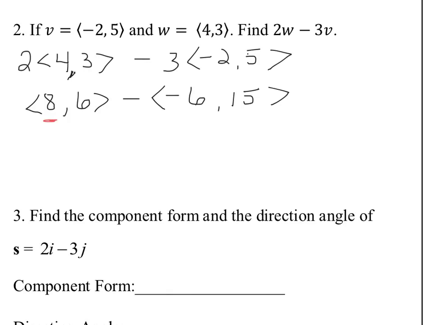So I'm going to subtract the corresponding components. This is the x component, so I'm going to subtract 8 minus a -6. My x component is going to be 8 minus a -6, which is 14. And then my y component is the second component of my vectors. So 6 minus 15, well, that's going to give me a -9.